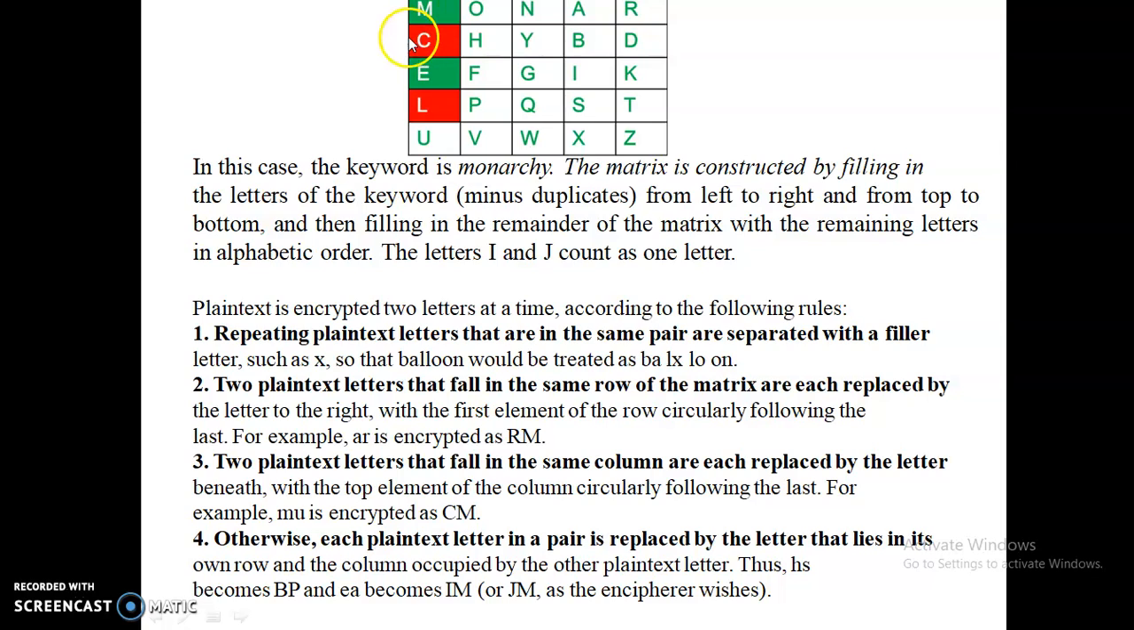Or M. Two plain text letters that fall in the same column are replaced by the letter beneath, with the top element of the column circularly following the last. And then the last rule is each plain text letter in a pair is replaced by the letter that lies in its own row and the column occupied by the other plain letter. I will explain in my slide in detail how to encrypt the letters.